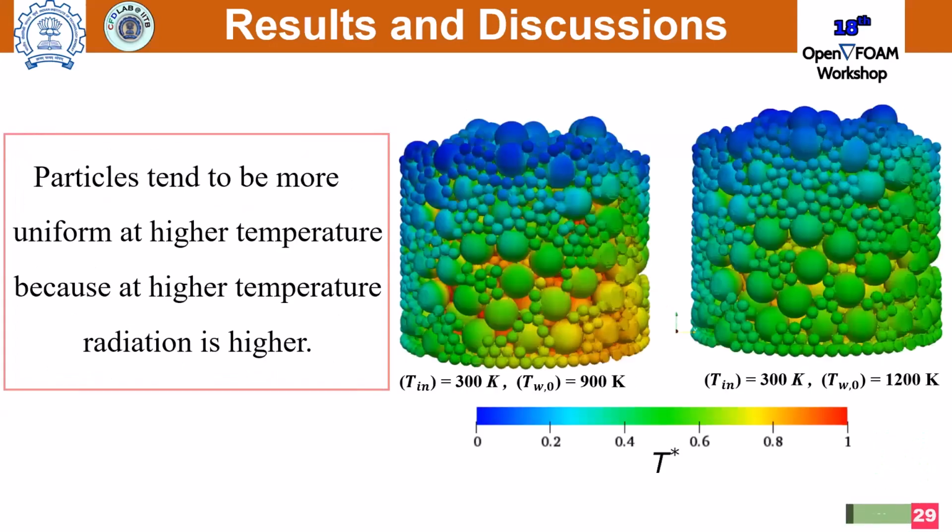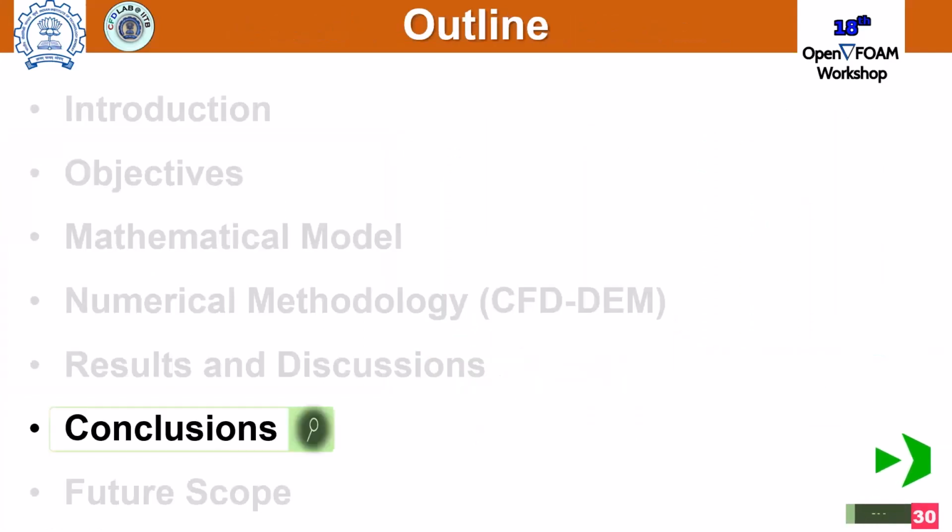And also I compared different initial wall boundary conditions. And I found that if the initial pebble wall temperature is higher, the uniformity is greater, which is because at higher temperature, radiation is more significant. So with this, I can conclude here.